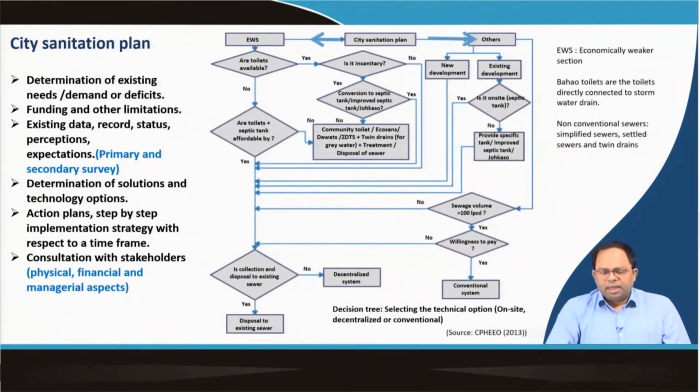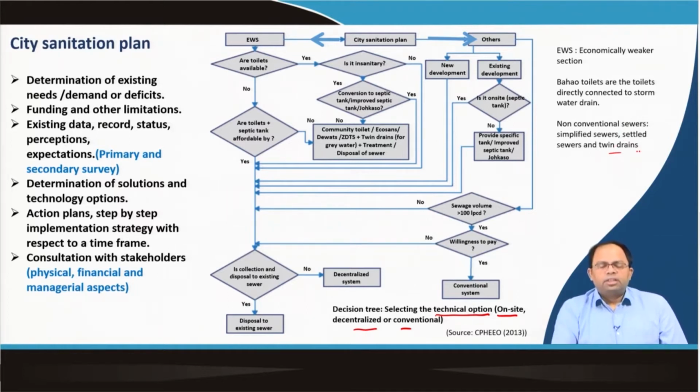So, for example, this is from the CPHEEO manual, where you see a decision tree for selecting the technical option, for determining if we should go for on-site, decentralized or conventional systems for a particular area. You will see these terms: EWS for economically weaker sections, and then there is something called Baha toilets, which are toilets directly connected to stormwater drains, and non-conventional sewers, simplified sewers, settled sewers and twin drains. These are different kinds of decentralized systems which we will discuss eventually.